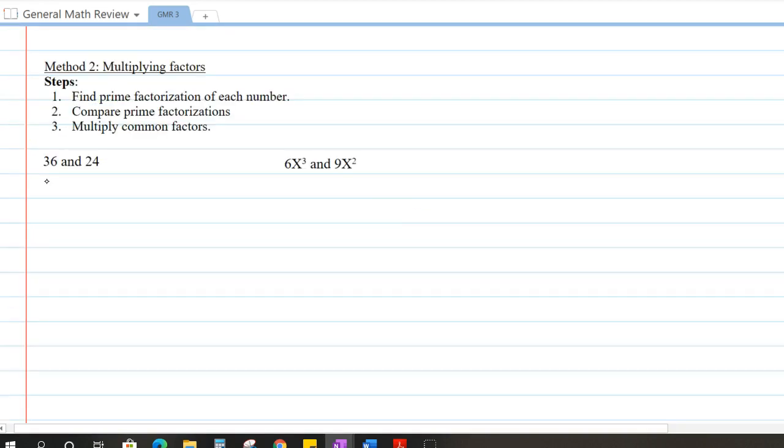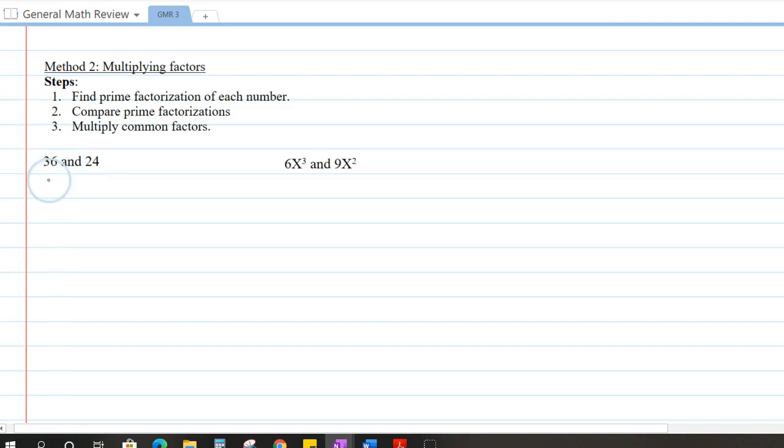Moving on to the second method, we need to multiply the factors. Now you still have to find the factors, so using the primary method that we just did is probably better until you get to algebra, and I'll show you what I mean. So we do things pretty much the same.